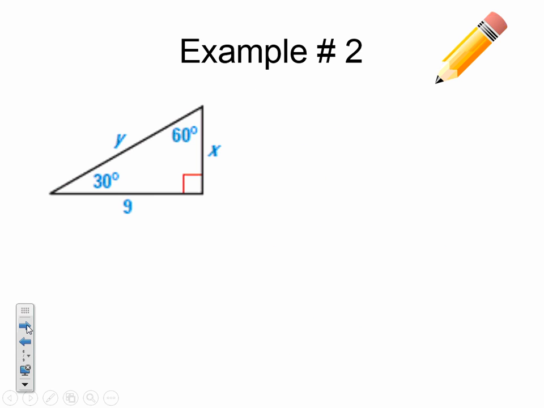Here's a second example. Take a moment and write this one down. This one's a little bit trickier than the one we just did.